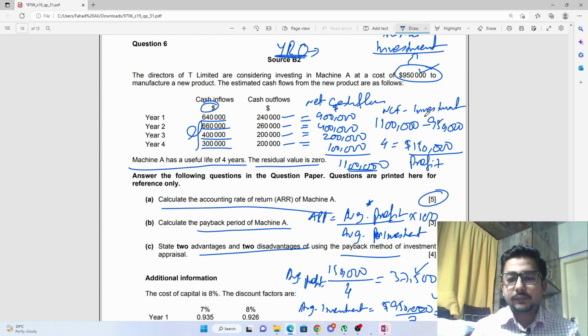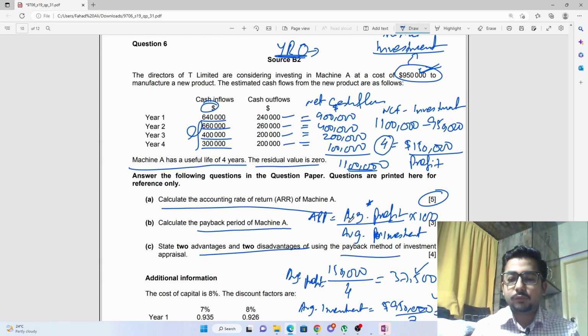Net cash flows minus initial investment: the 11 lakh I have calculated in front of you, minus 9,50,000, which is the initial investment given in the question. That gives me a profit of 1,50,000, which is the profit over the 4 years.